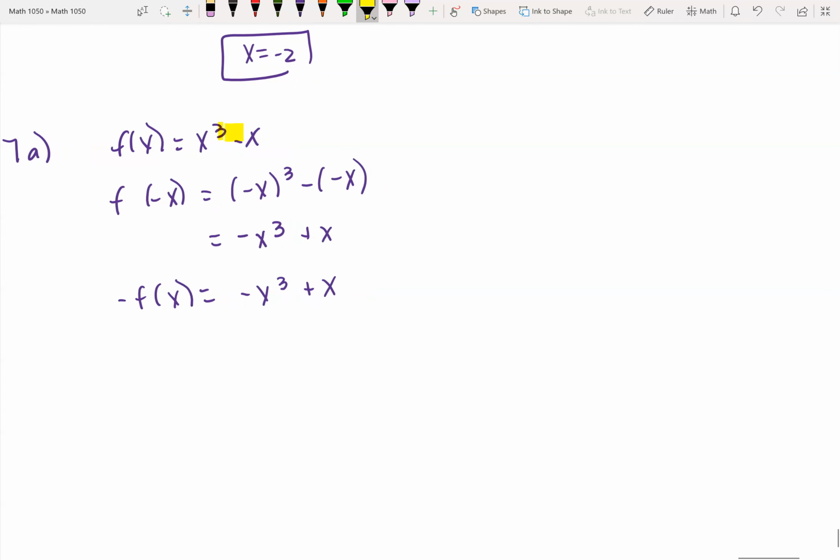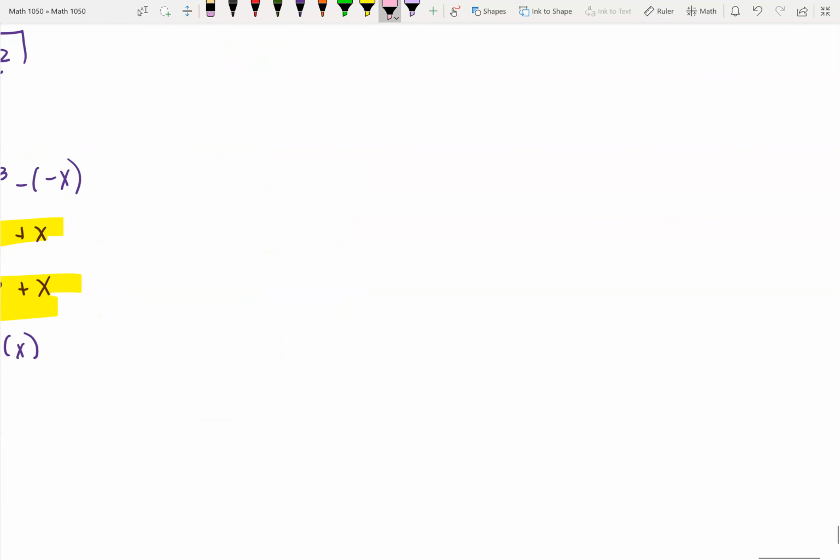And now I'm comparing this to this to this. The negative equals the negative. Some of you are just saying, yay, my answer's odd. You have to say why. So you have to say f of negative x is equal to negative f of x. Therefore, the answer's odd. Odd is the only thing you're going to highlight. Okay, 7b.